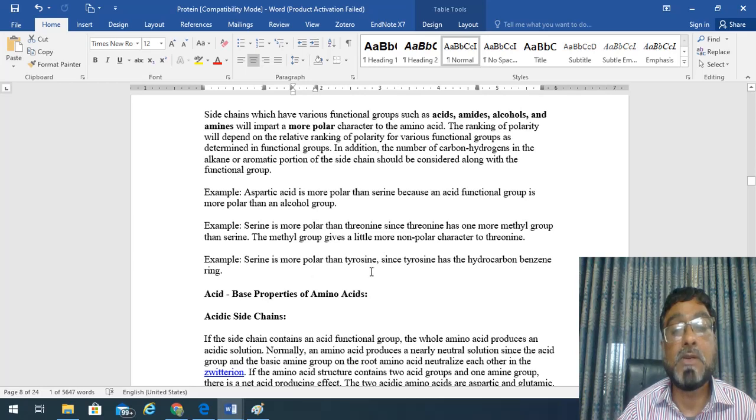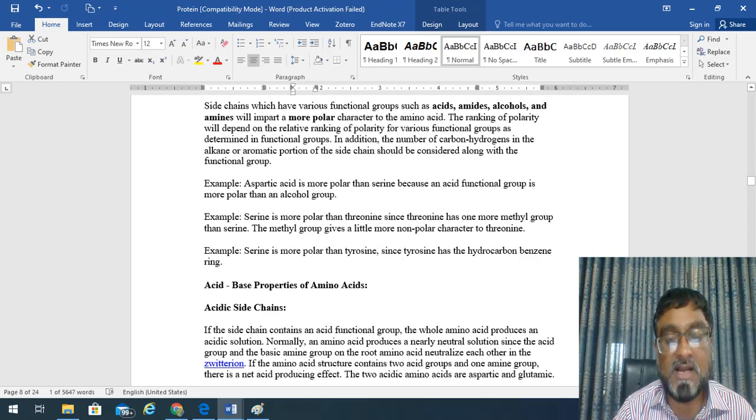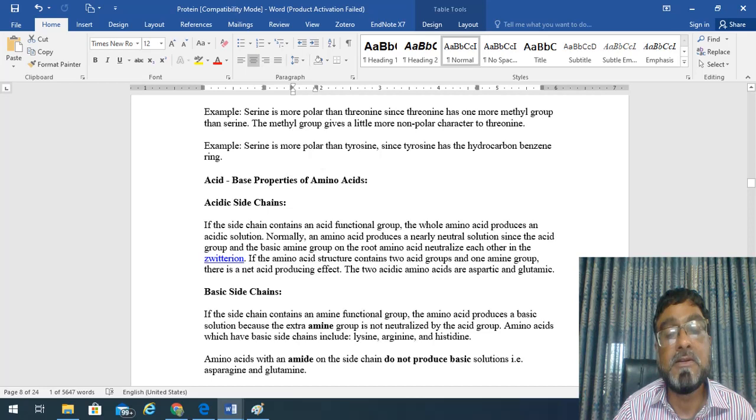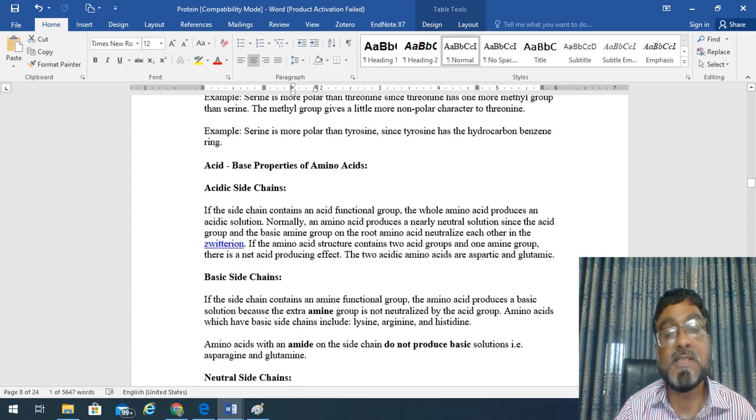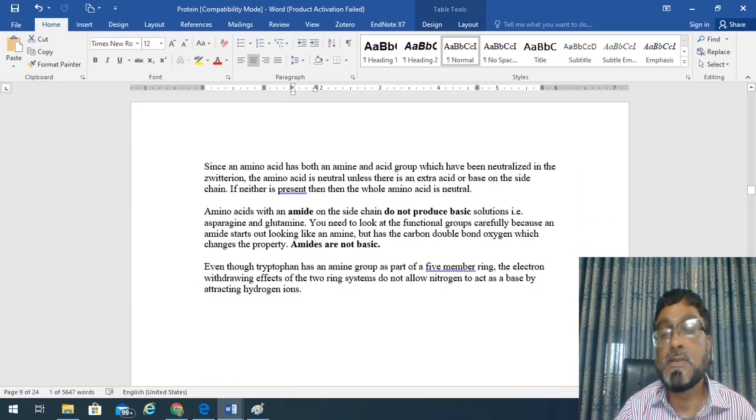So serine is more polar than tyrosine. The reason is that tyrosine has the hydrocarbon benzene ring on it. So these are some examples of why polarity is there in the amino acids, what is associated with higher polarity and where there is lower polarity. On the basis of that, some of the amino acids have acidic side chains, basic side chains, and some of them have neutral side chains.